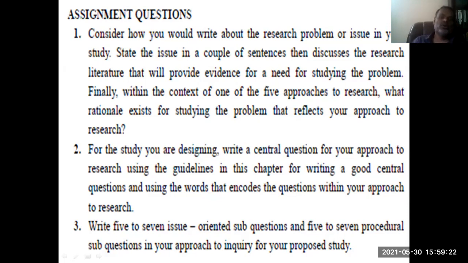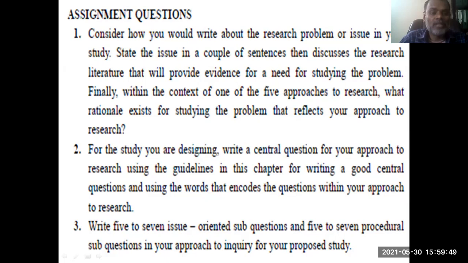So you need to write a problem statement or issue for your study, then do a literature review to support your research problem, then select an appropriate approach. Out of 5, you are going to select one approach. Then explain why you are choosing that approach and why it is relevant to your research study. You need to give concrete information.